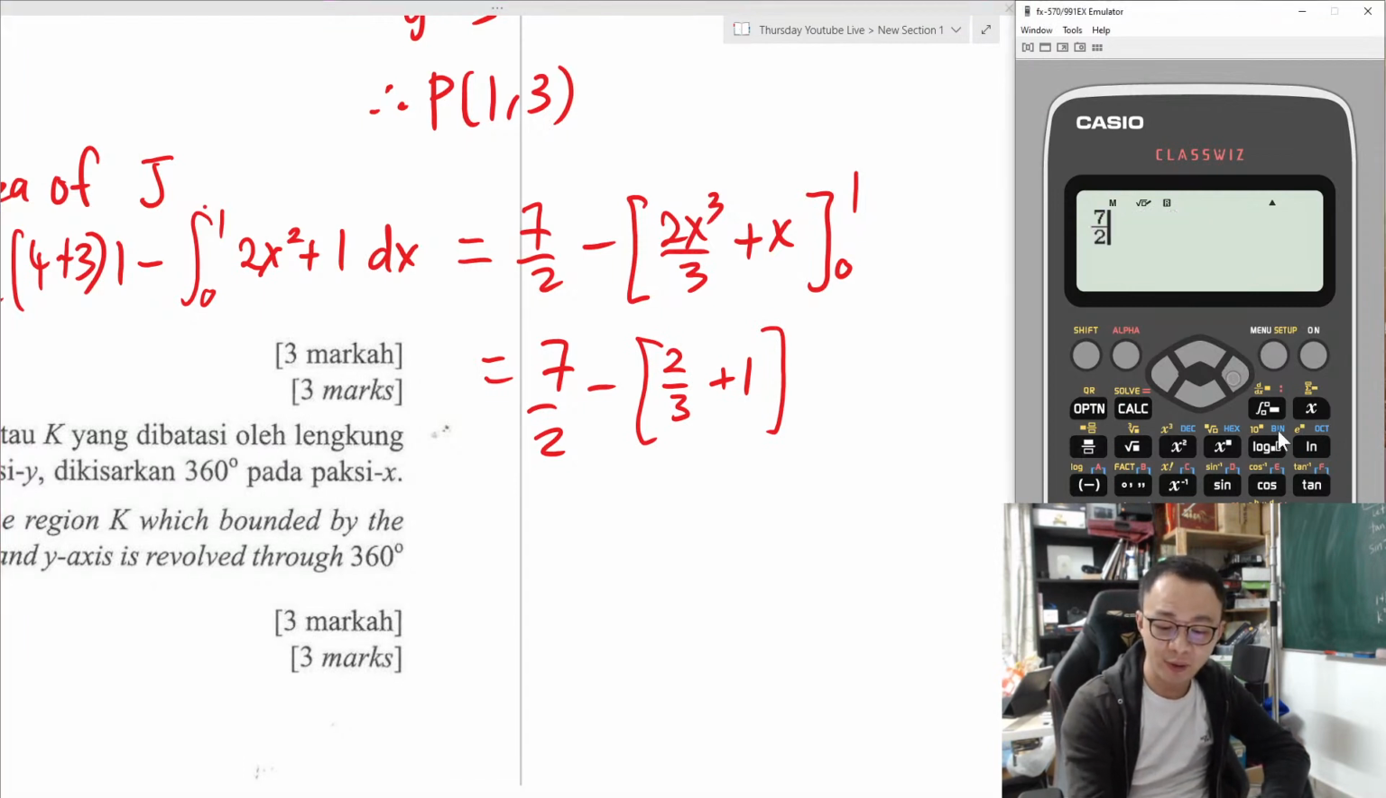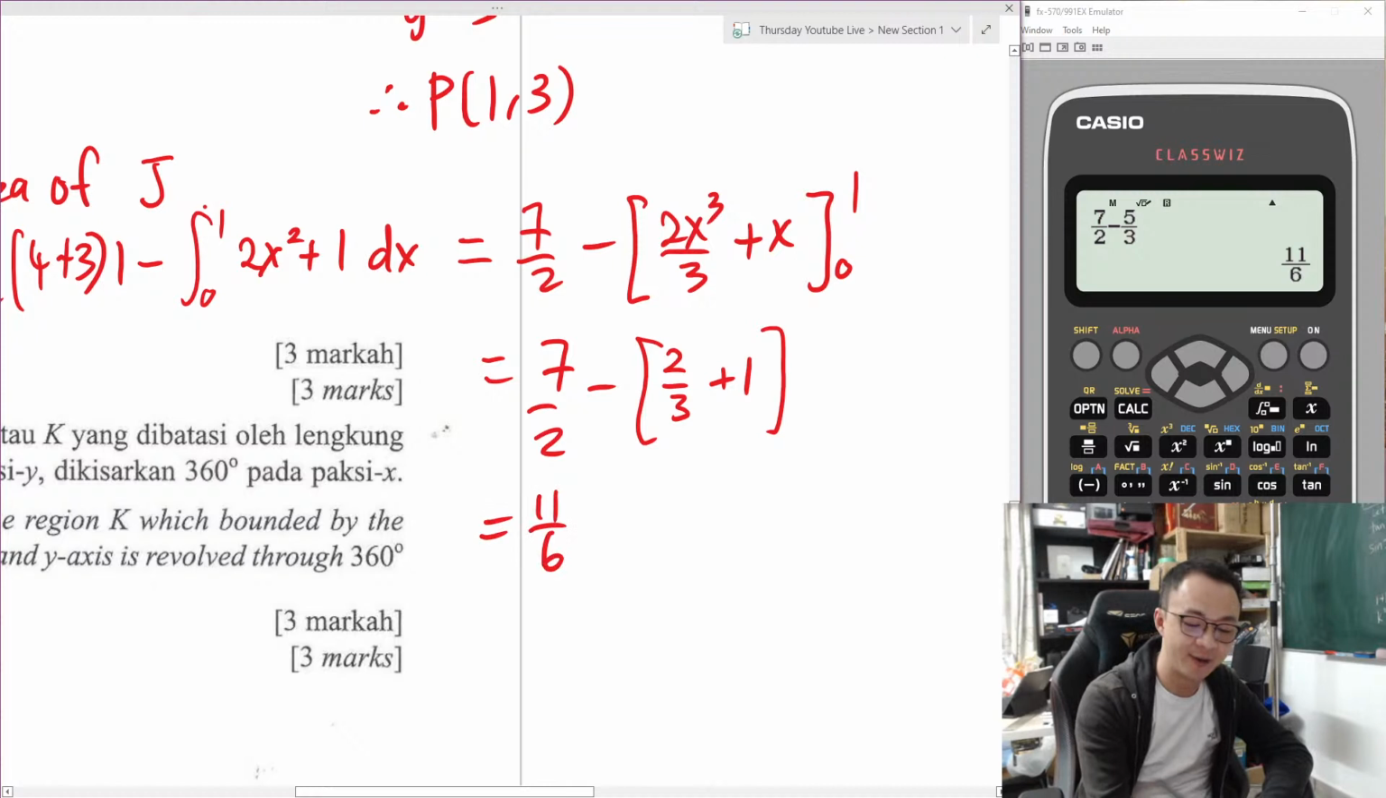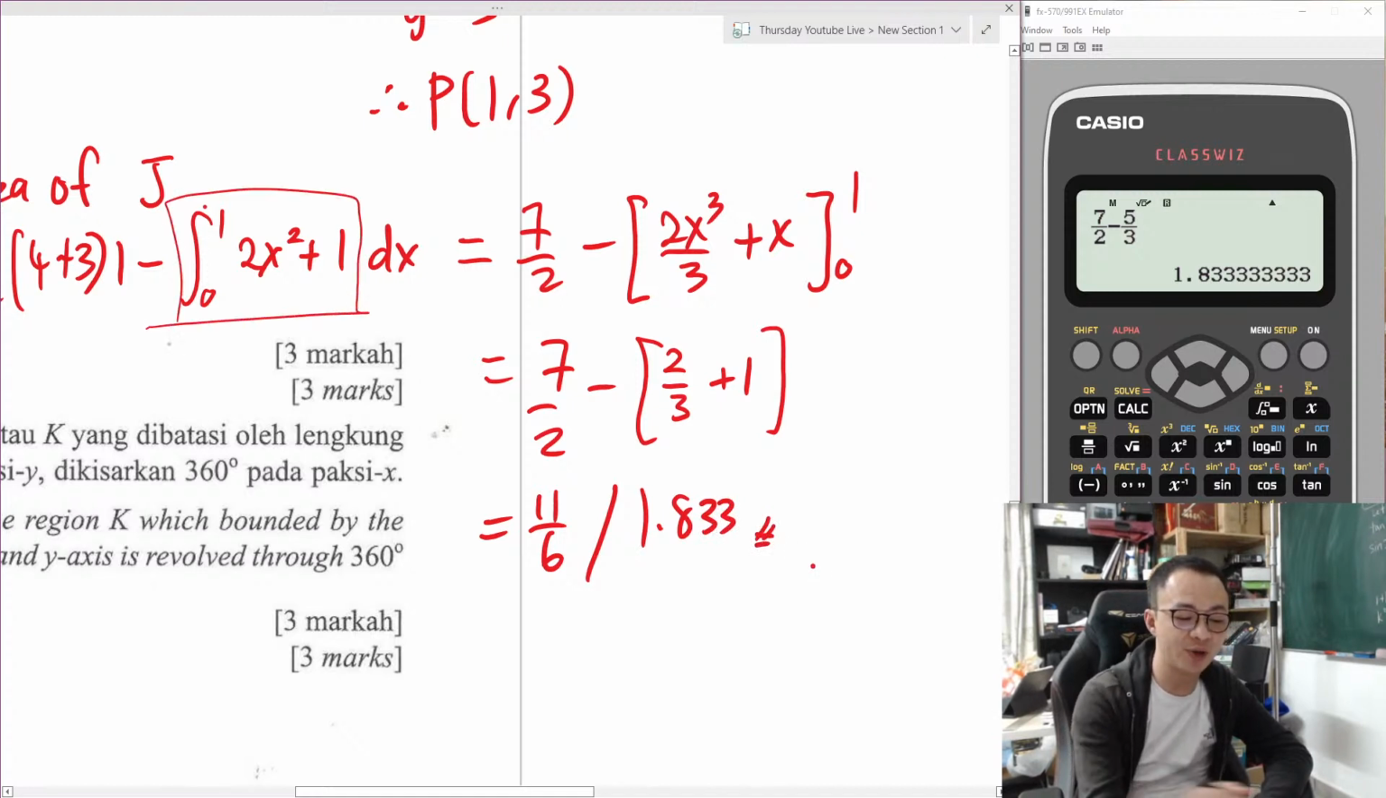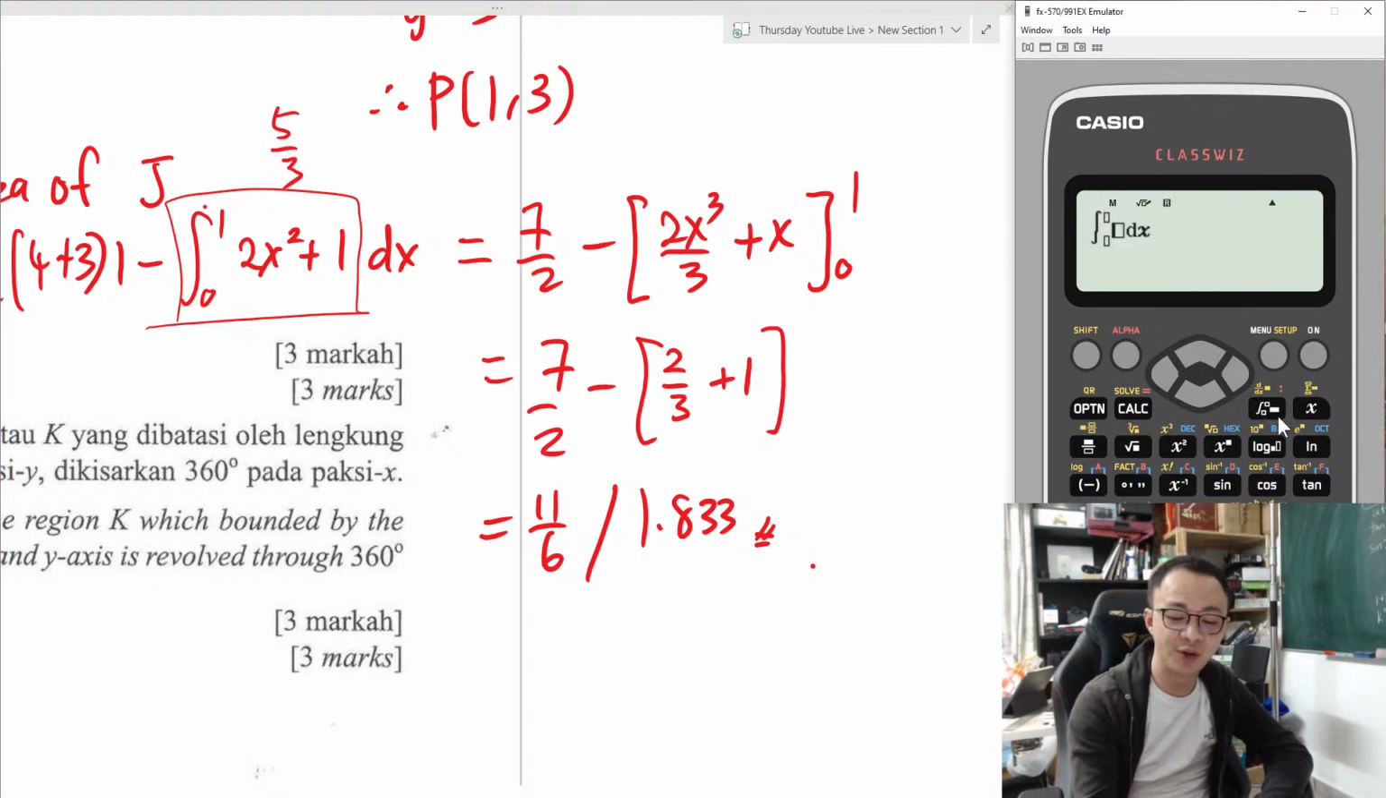7 over 2 minus 5 over 3. So I get 11 over 6 as my final answer, or you can put decimal 1.33. Okay, so over here, I will always double confirm, to see if this equals 5 over 3 or not. So I'll use this calculator, insert the equation I want, 2x squared plus 1, and then from 0 to 1. Then the calculator tells me it's 5 over 3. Then I know I didn't make any careless mistake here.